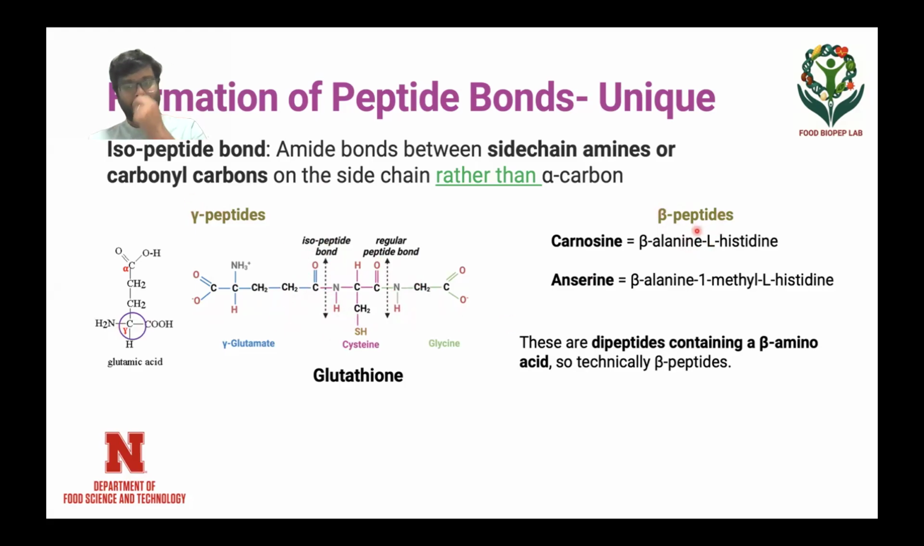You also have beta peptides. Instead of the gamma carbon binding, it is the beta one, for example, beta-alanine L-histidine, which is carnosine, or beta-alanine 1-methyl-L-histidine, which is anserine. These are beta amino acids, so technically these are beta peptides. Both gamma peptides and beta peptides are unique because they are relatively rigid against proteases, digestion, or proteolysis, because of this unique bond. That's why they are unique peptide bonds.